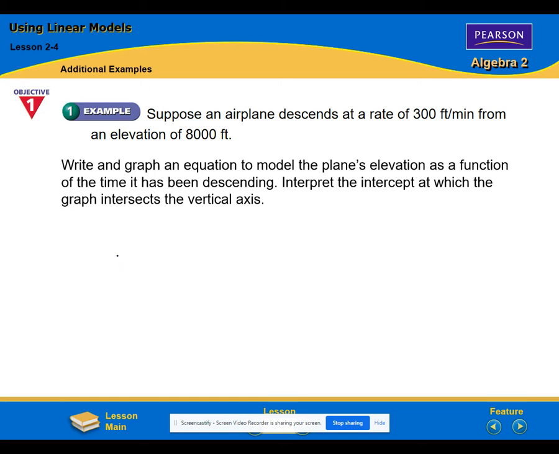So if you think about which one depends on the other, I think it's clear that elevation is dependent on time. At time 0, the elevation is 8,000. At time 1, one minute later, it's going to be 300 feet down from that. That's 7,700. So with that in mind, we can write y equals negative 300t plus 8,000 in slope-intercept form.